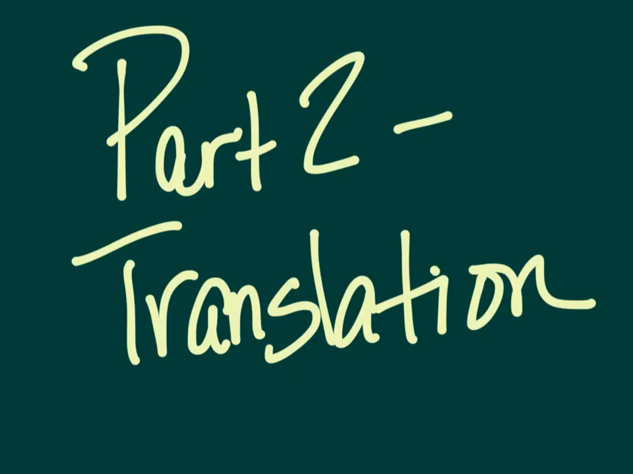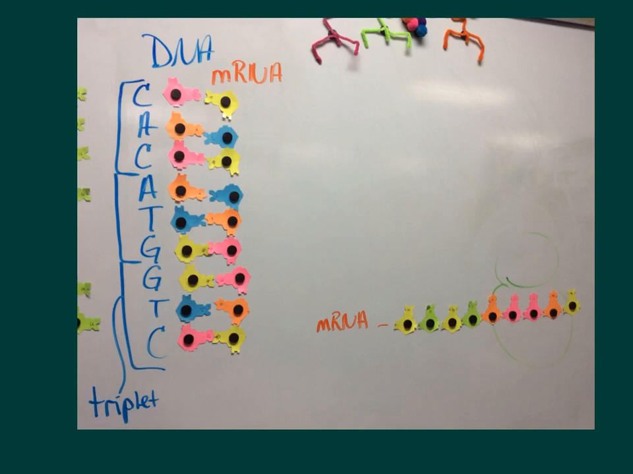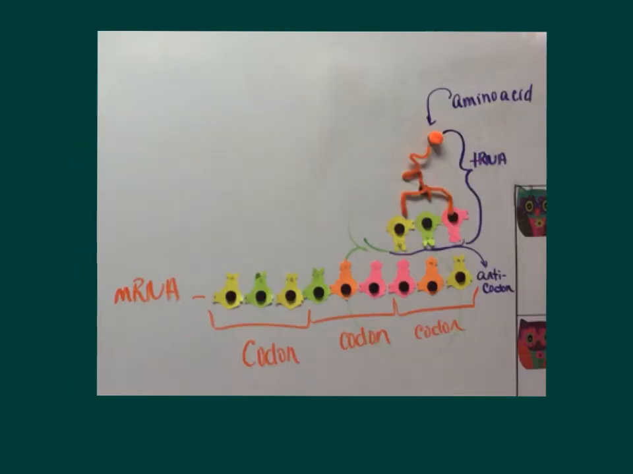So part 2, we're going to look at translation. Part 1 was transcription, which happened in the nucleus. Part 2 is translation, which is going to happen at the ribosome. Here we have our strand of mRNA. On your mRNA, every grouping of 3 nucleotides is called a codon.